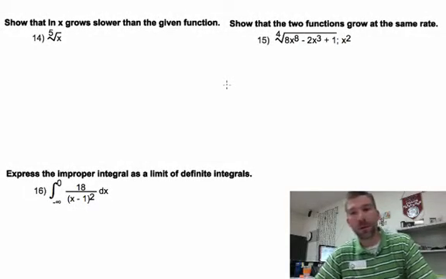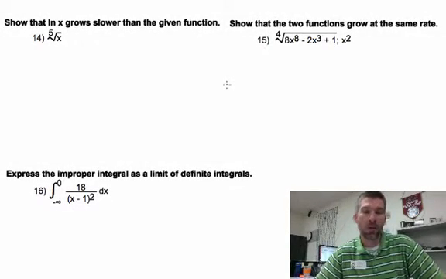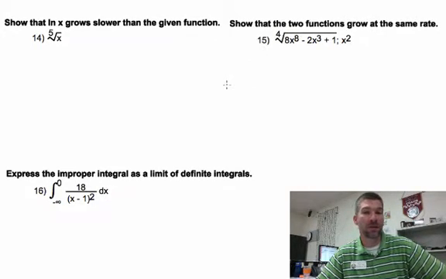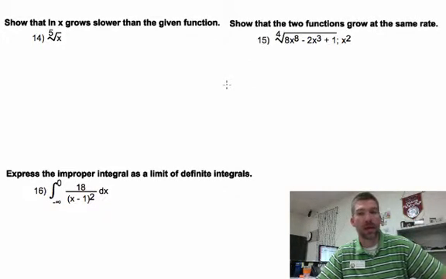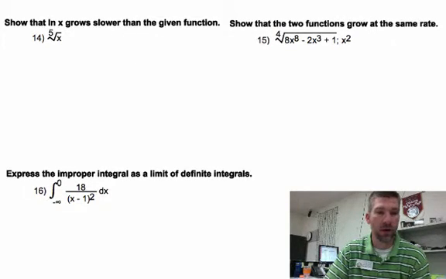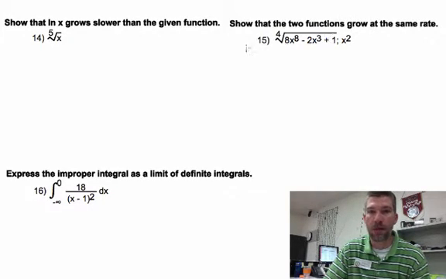Okay, question 15, we want to show that these two functions grow at the same rate. We've got the fourth root of 8x to the 8th minus 2x cubed plus 1, and x squared. So we're going to use a little kind of a trickeration on this. And we want to try and compare these. I've got this fourth root and I've got this square root. So when I look at that limit, it's a difficult one to sort out.